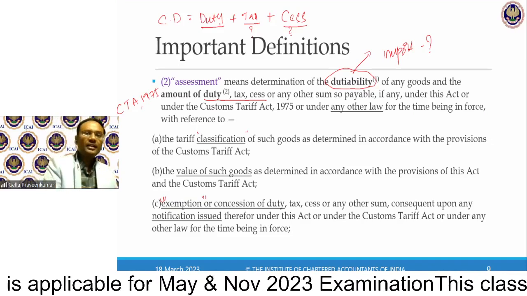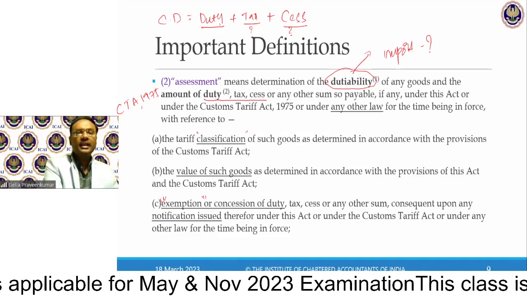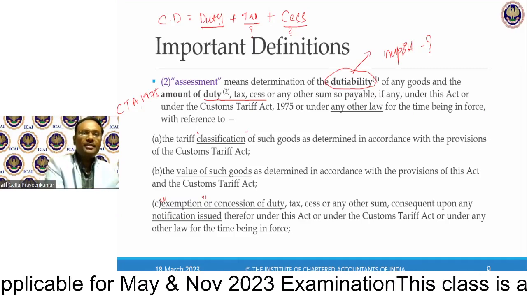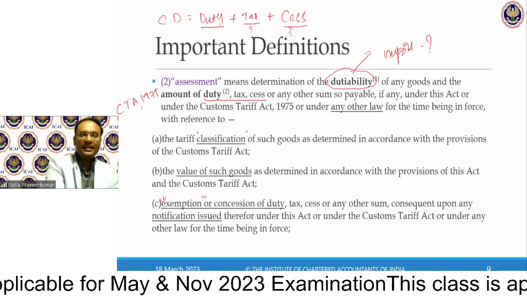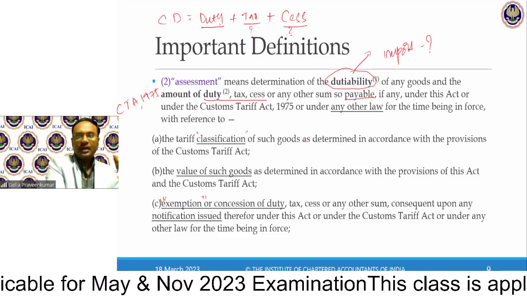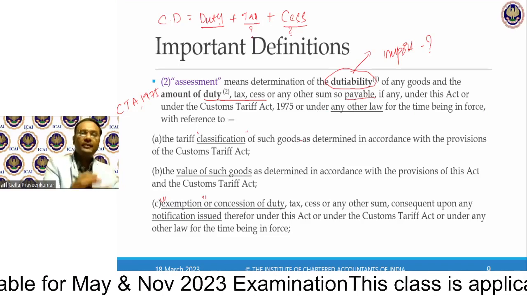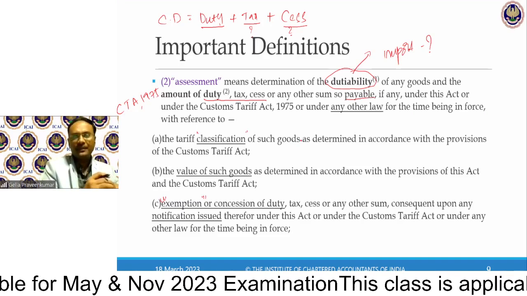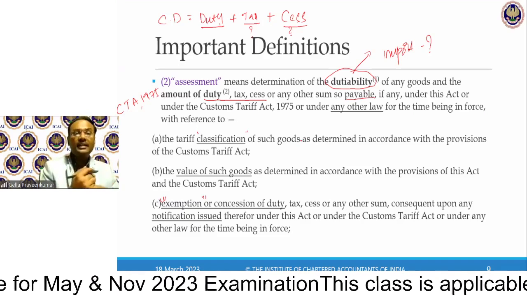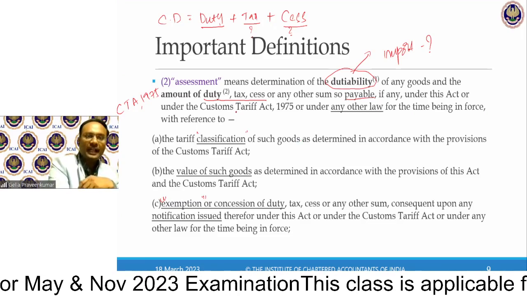Clear? So this assessment includes, first and foremost, determination of dutiability of any goods, and the amount of duty, tax or cess or any other sum payable. Now, how do I get to know that these goods are dutiable? If it is meant for import, definitely it is dutiable. So I know that these goods are dutiable. From where do I get the rate of duty? For that, I refer to something called the Customs Tariff Act.